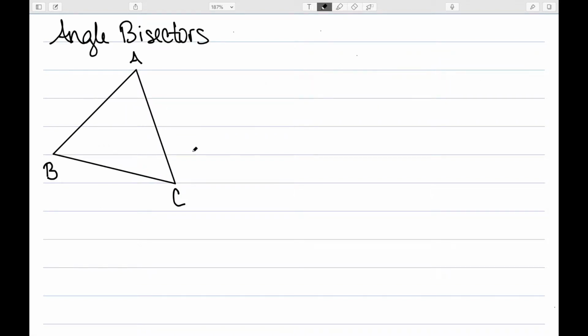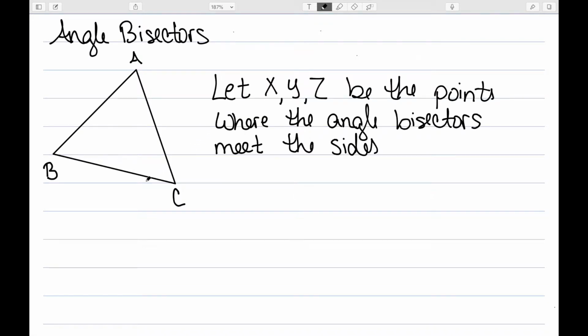My third segments are going to be angle bisectors. I'm then going to let X, Y, and Z be the points where the angle bisectors meet the sides. So if I try to bisect angle A, this will be point X. Bisecting angle B, so we're cutting all of these angles in half, this would be Y, and then bisecting angle C gives me the point Z. And these segments here are angle bisectors.